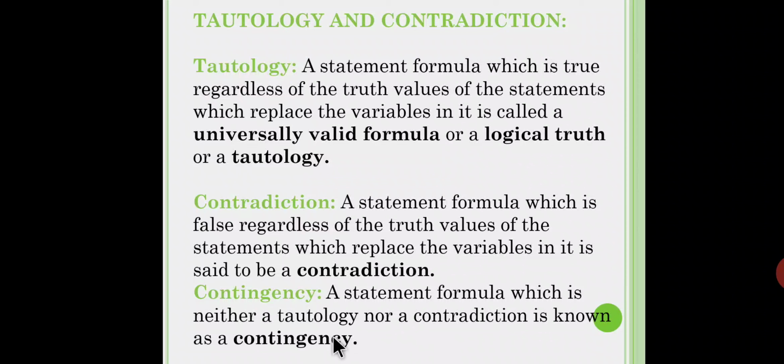So simply, what is tautology? If all possible truth values of a compound statement are true, then it is called a tautology. If all possible truth values of a compound statement are false, then it is a contradiction. And if some of the truth values are true and some are false, then it is said to be a contingency.